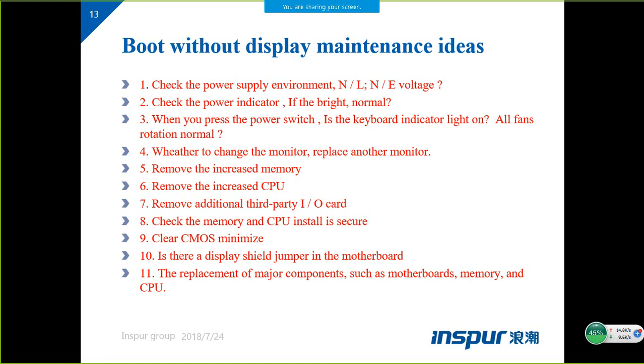And if we change the monitor and there is still no display, we can remove the third-party card and clear the CMOS and remove all of the parts, like only leave one CPU, one memory or two memories on the motherboard, and one PSU. Actually, it's the idea of minimize configuration.